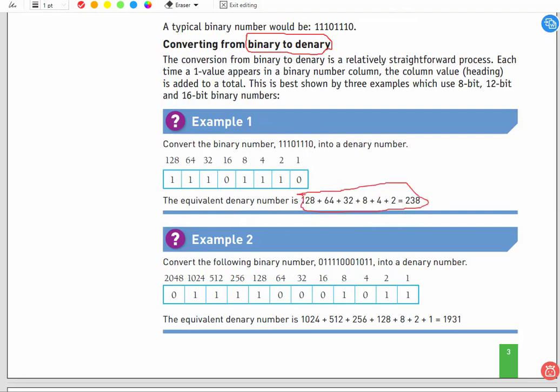I hope you got it. Okay, here we get the result of this one. So we have achieved that. I hope you got it.